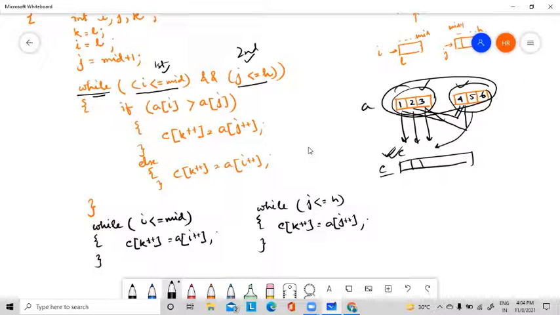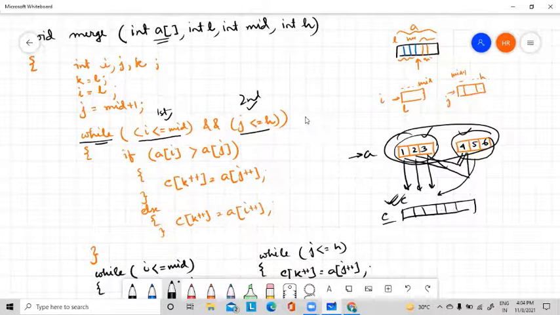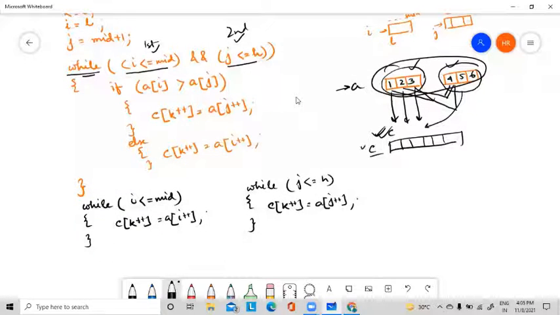Here I am temporarily storing the elements. But which array do I have to sort? Actually, I have to sort this array A, because this array A is given. But to store the intermediate merging operation, we have used one auxiliary array, that is C. So finally, all the elements in C are sorted, so I have to copy all these elements into A. This is the last thing that I have to perform inside the merge operation.